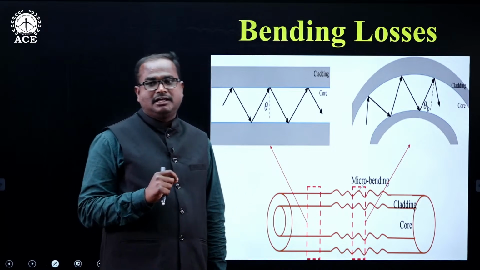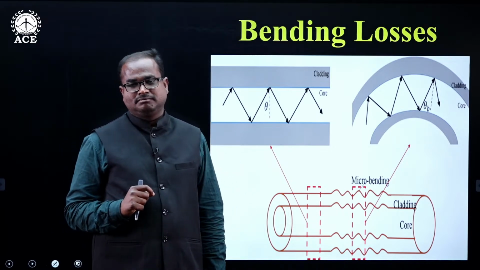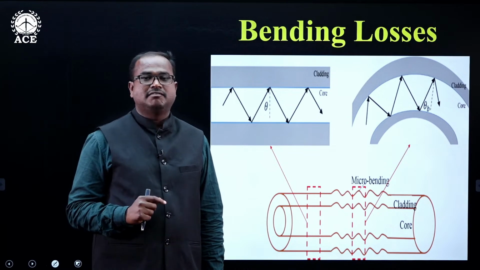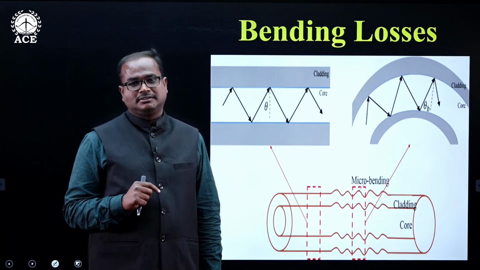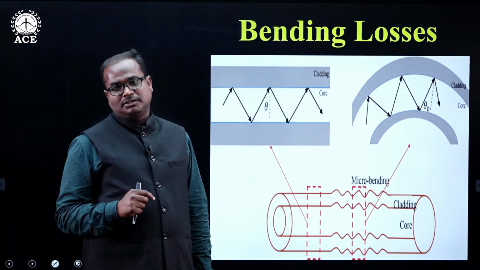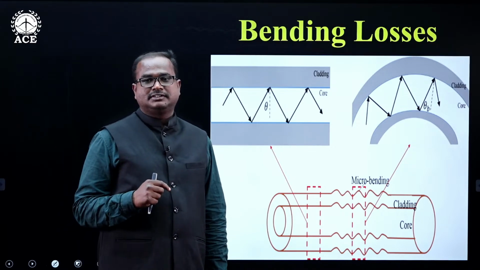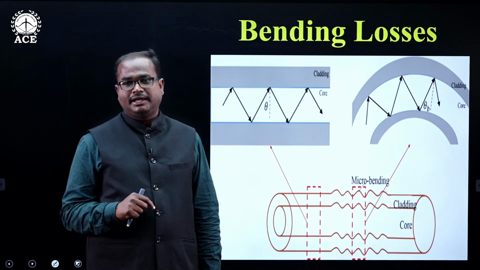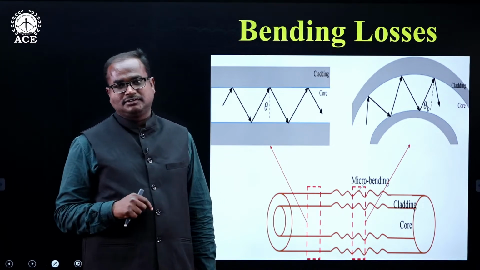So these are the different losses in optical fiber. We have transmission losses and distortion losses. And again, under transmission losses, we have absorption losses, scattering losses, and bending losses.